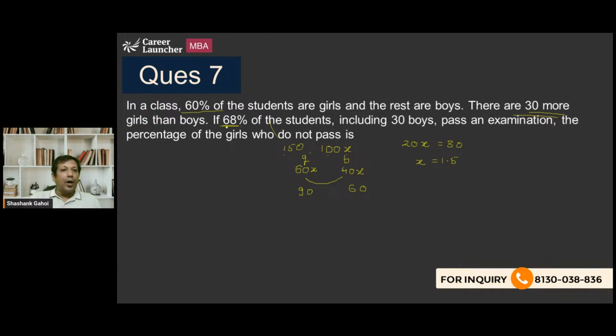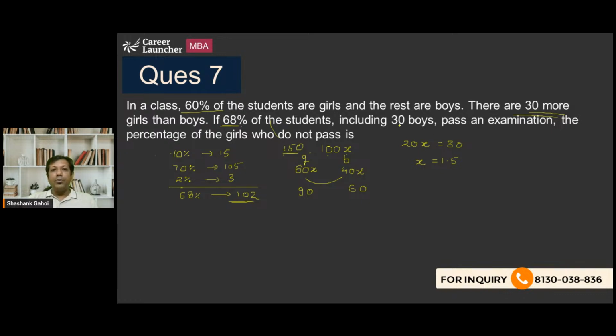Okay. So how are we going to get 68% very quickly? I am going to calculate 10%. So 10% of 150 is 15. So 70% is what? That is 105. Okay. 1% is 1.5. So 2% is what? 2% is 3. So 68% I can say is going to be 102. So we have 102 students that are passing the exam.